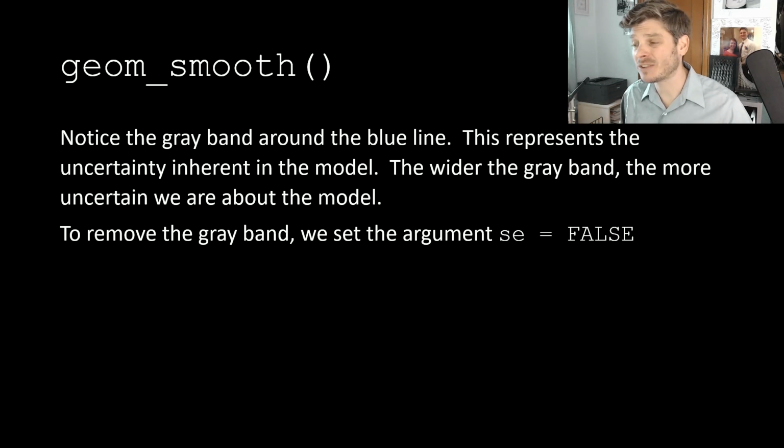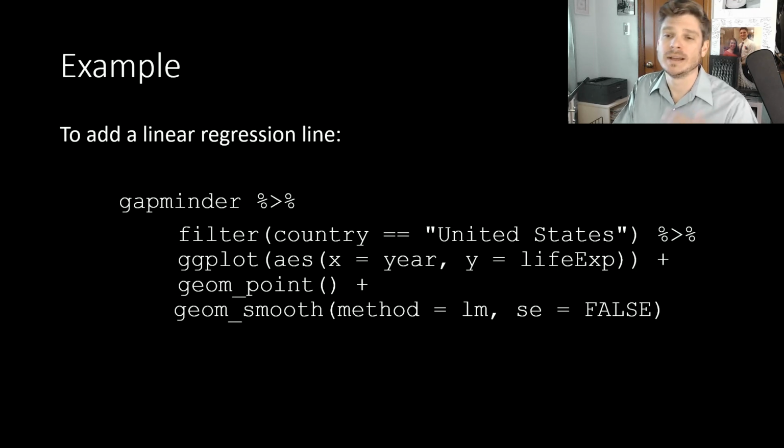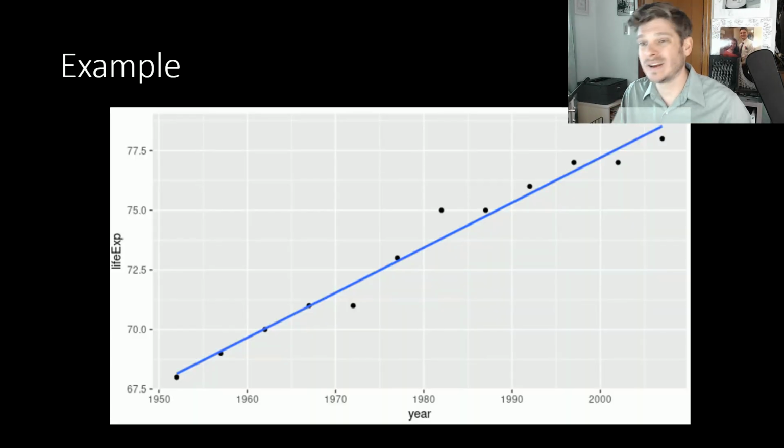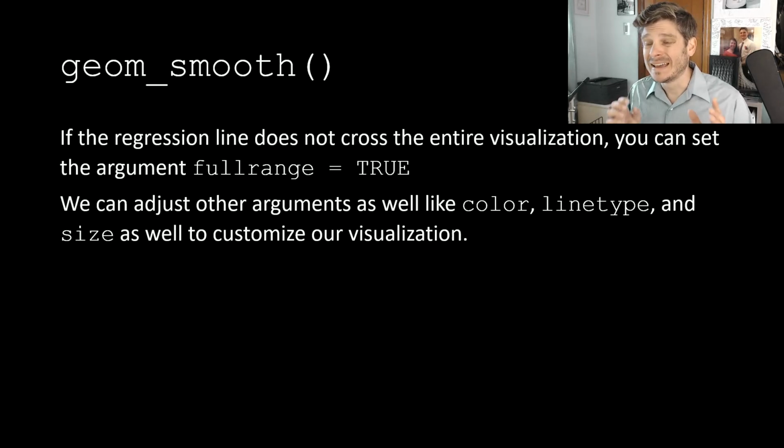If you want to remove that gray band, we set the argument se equal to FALSE. So again, if I take that same code and I now just add that extra argument at the end. So again, the Gapminder, I filtered it. I was doing a ggplot, year, life expectancy, scatter plot, geom_smooth. Again, I want a linear model, and I just set my se equal to FALSE. And now again, that gray band will be gone, and I just have the blue line, which is again typically how we, I guess, draw our visualizations. Now, geom_smooth, there's other arguments you can actually use with it as well.